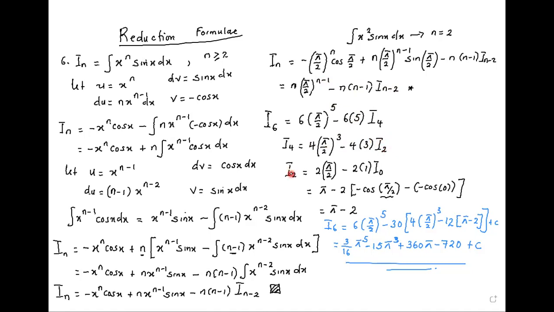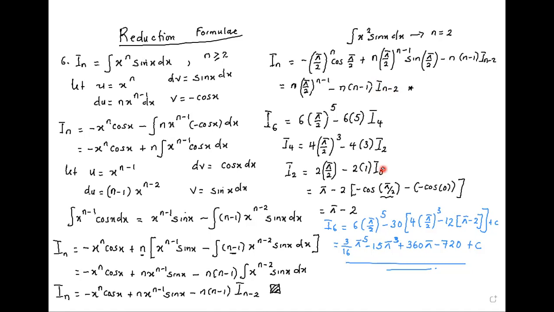I2. We go back to the original one. This was saying greater or equal to 2. So the original one, you put 2 here, 2 here. So we have 2 pi over 2 to the power 1 minus 2. 2 minus 1, we get 1. And then I, 2 minus 2, that is 0.